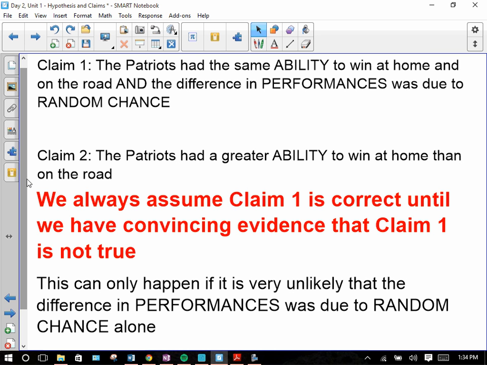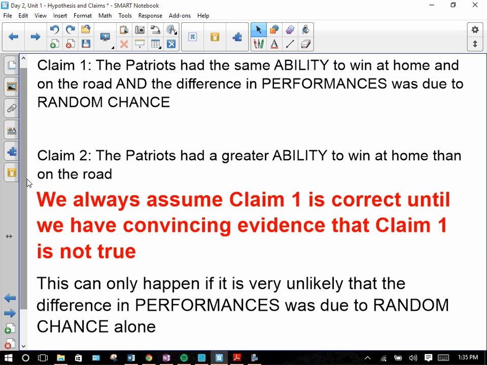So you have these claims. Here's what's really important. We always assume claim one is correct until we have convincing evidence that claim one is not true. You guys are going to do this for homework. You're going to make a claim. We're going to start calling these hypotheses in a minute. But you guys are going to create claim one, and you're going to create claim two. We always assume claim one is correct until we have convincing evidence that claim one is not true.